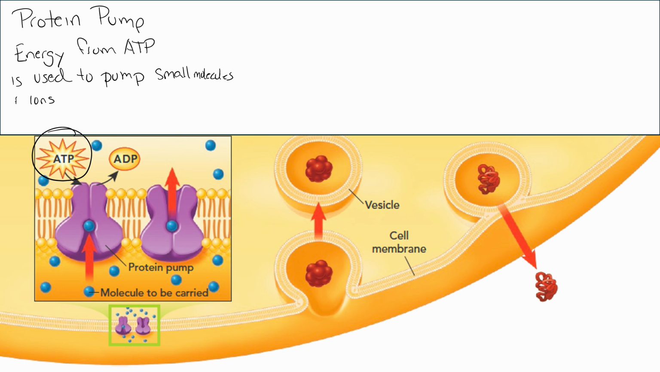So the protein changes shape during this process, binding substances to one side of the membrane and releasing them on the other. Now, the next one we have here, I'm just going to draw a line here to separate. This middle one here is called endocytosis. Endocytosis is how large molecules are going to enter the cell. So the cell membrane forms a pocket around the large molecule.